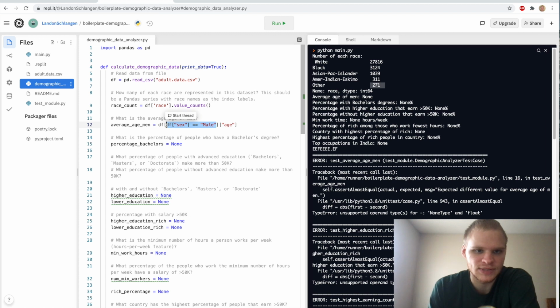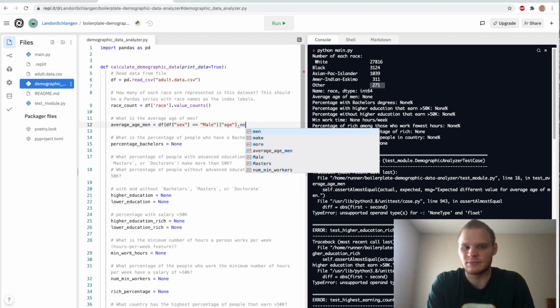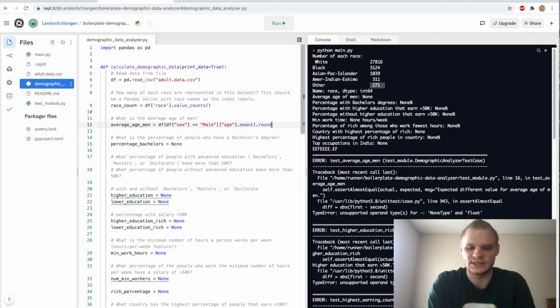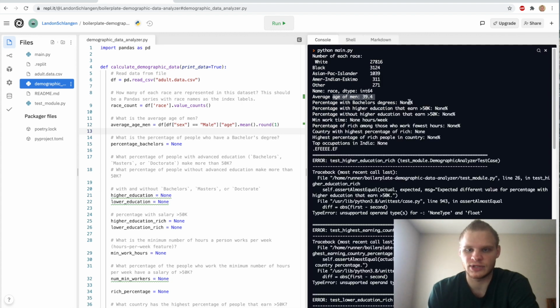So here it's basically only selecting the rows inside the data that are male. And then after it does that, we're selecting the series of age. And then we take the series of age and we just do .mean and we round it to 1 decimal place. So that should work for that. Let's try running it. And for some reason it has to install again, which is weird. There we go, average age of men, 39.4.